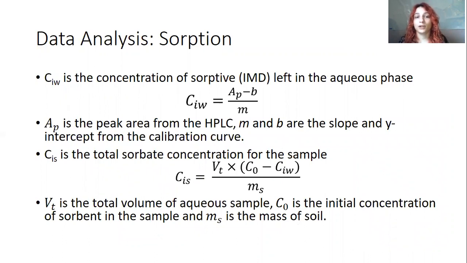So the two terms that we're looking at here are CIW and CIS. CIW is the concentration of sorptive, which is imidacloprid that is left in the aqueous phase. And that's calculated by essentially back calculating from the calibration curve using the peak area, the y-intercept, and the slope. And then CIS is the total sorbate concentration for the samples, so that's the imidacloprid bound to the soil. Basically what we did here is we used the total volume multiplied by the change in imidacloprid concentration in water and divided it by the mass of soil.